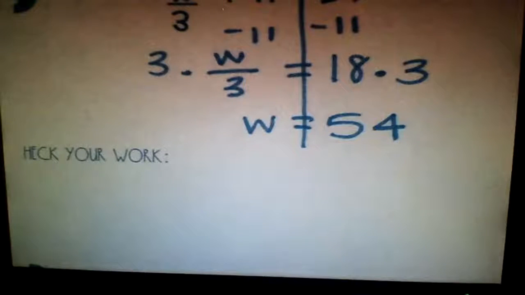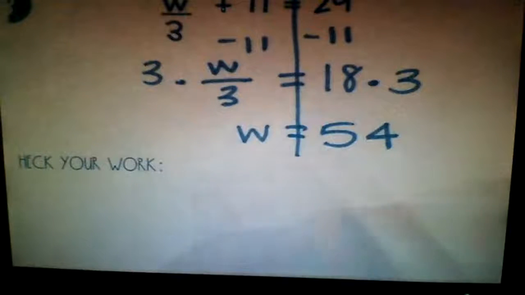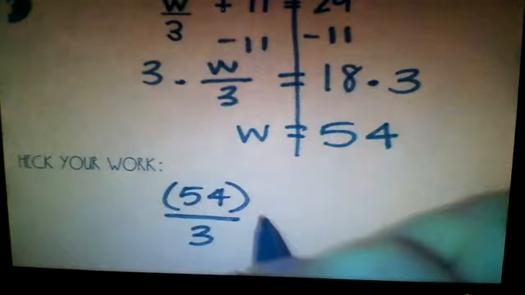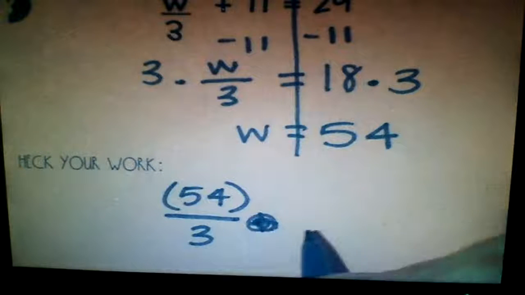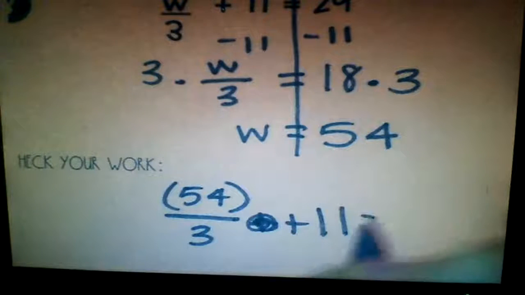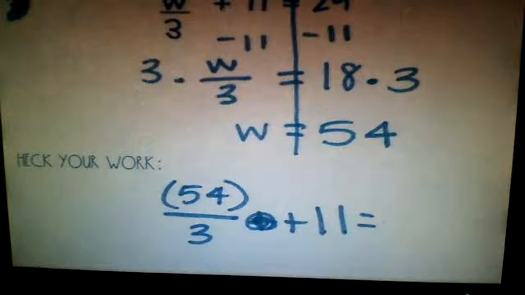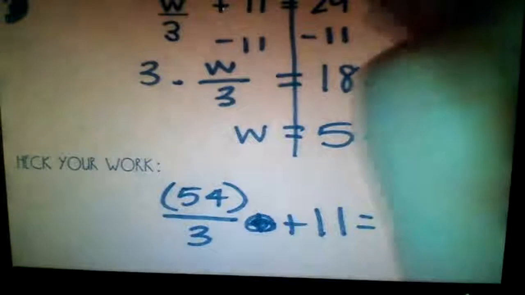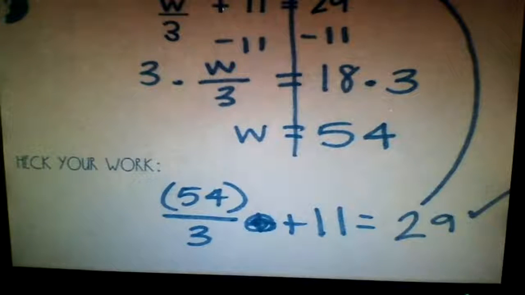And again, I can take this and I can plug it into the original and make sure it equals 29. So 54 divided by 3. Whoops, not plus. Oh yeah, plus 11. My bad. Plus 11 should equal 29. Well, 54 divided by 3 is 18. And 18 plus 11 is 29. And again, as long as this matches this, we are good.